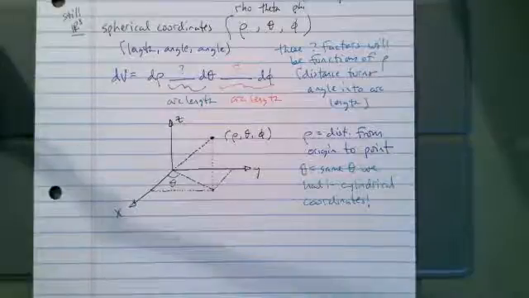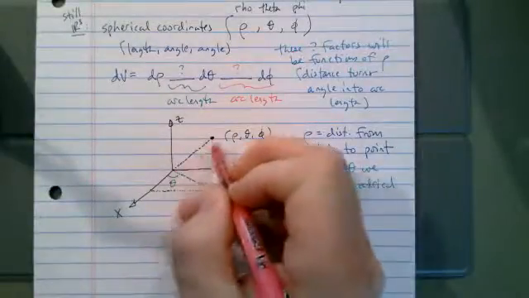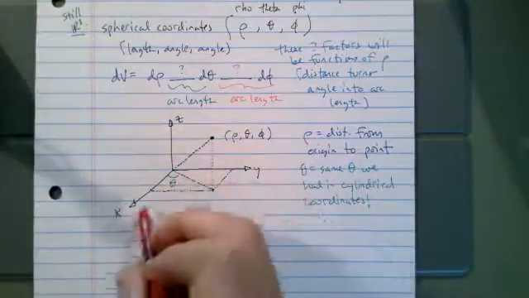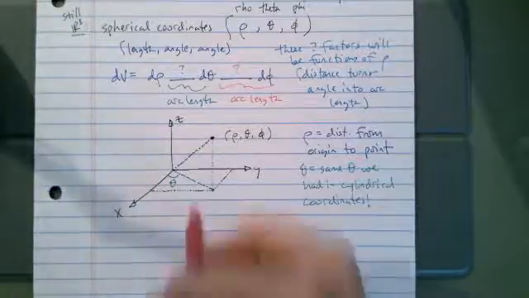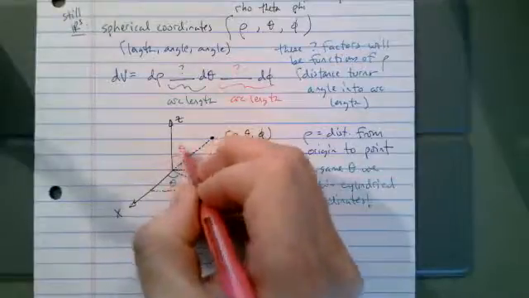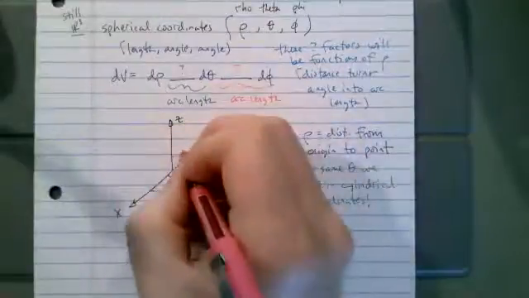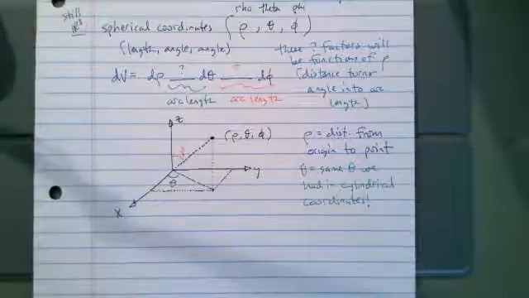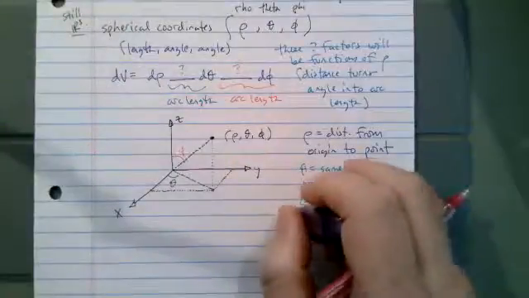The new one is phi. Phi is the angle between a line connecting the point to the origin and the positive z-axis. So theta is measured from the positive x-axis. Phi is measured from the positive z-axis. Oops, I spelled it wrong. Phi is the angle measured from the positive z-axis to the point. I wrote phi wrong. I can't write phi today, apparently.